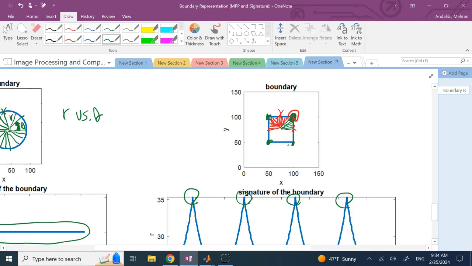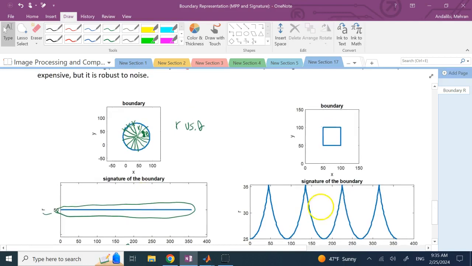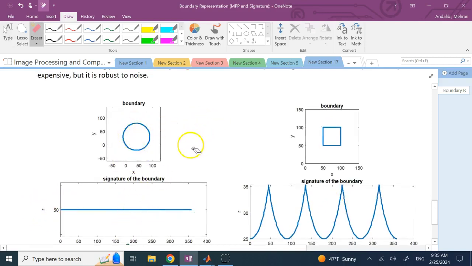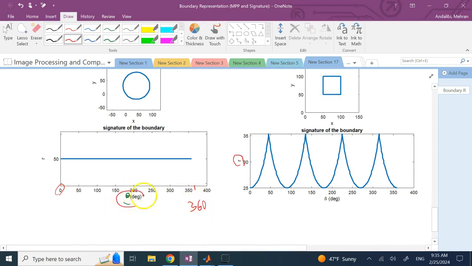Okay, so you see for any shape you can create this signature, and this is a beautiful way to represent any boundary as a 1D piece of information. And you might say, how come 1D? Here you still have R versus theta. How come it's 1D? The reason is this: we only really need R, because the theta goes anywhere from 0 to what? To 360. So the theta values are always predictable. They are from 0 to 360.